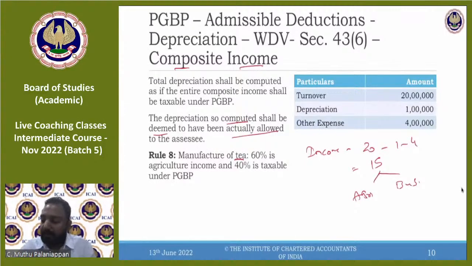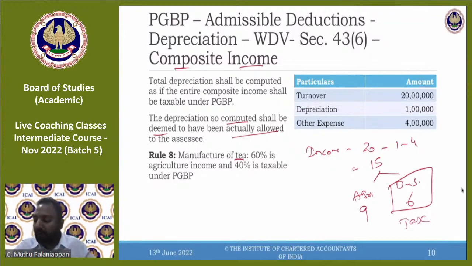agriculture is 60%, PGBP is 40%. So 40% will be 6, this will be 9, correct? So this 6 is taxable. But even if you actually see, the depreciation for the 6 is only how much? 40,000.